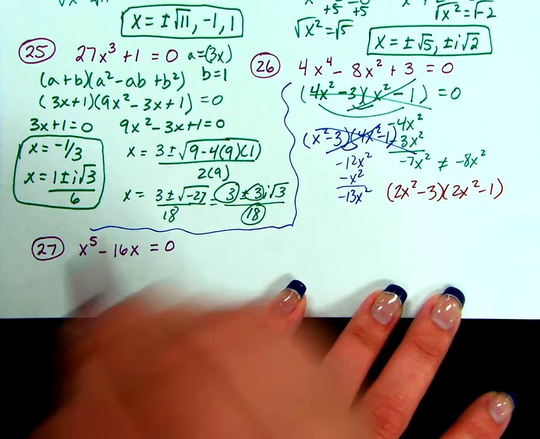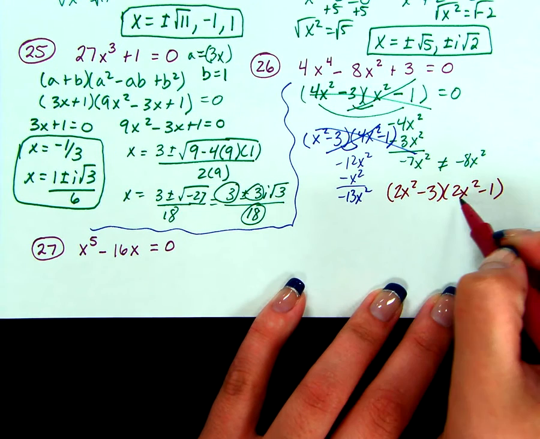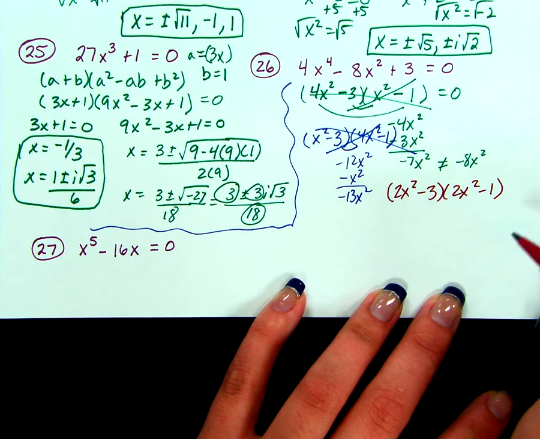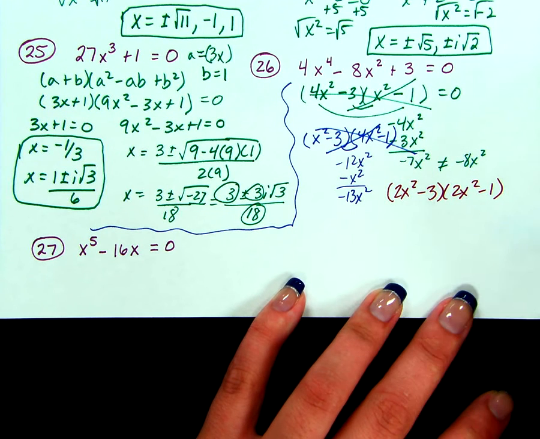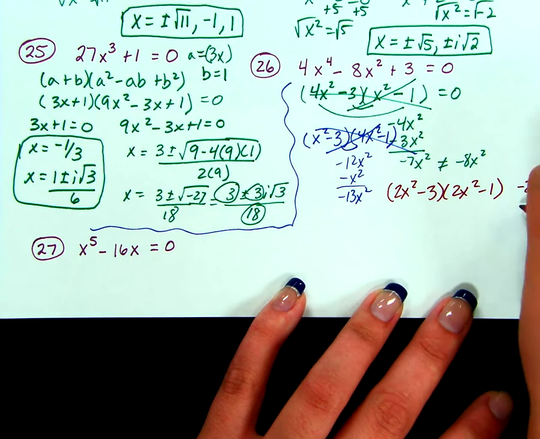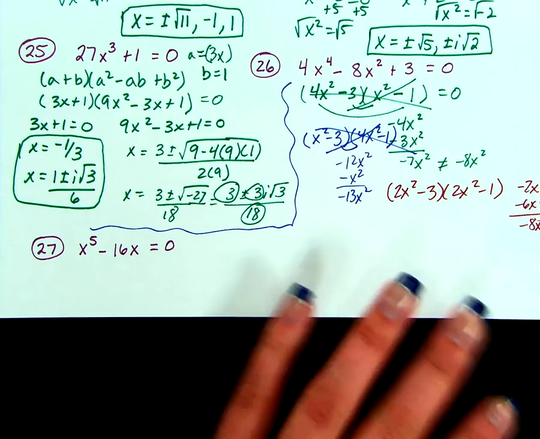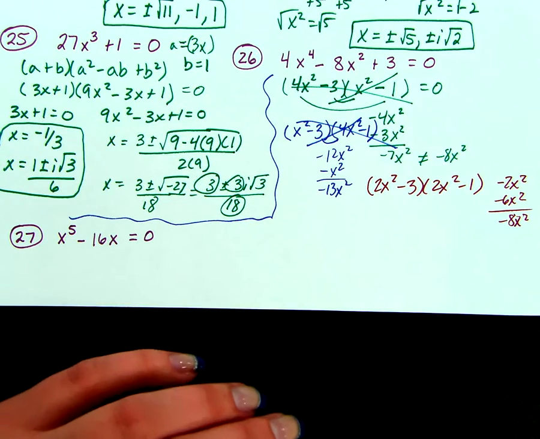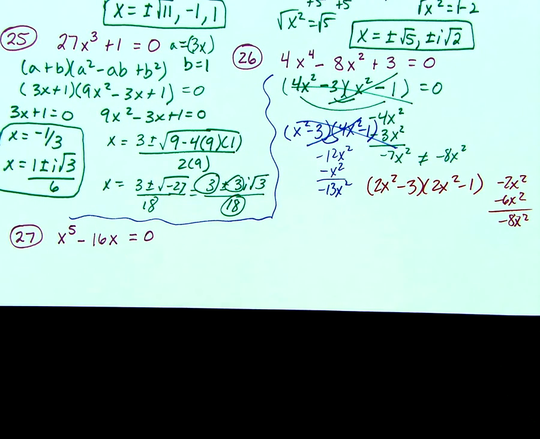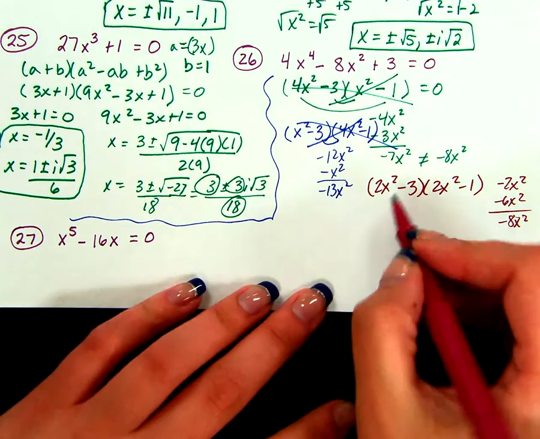So again, just to make sure, 2x squared times 2x squared, outside, 2x squared times negative 1 is a negative 2x squared. And then the middle ones is a negative 6x squared. So now, again, if I add, I'm getting that middle term. So that's how I know that this is the correct factored form. And I don't have the difference of squares. So now I'm just ready to set them both equal to 0 and finish solving the problem.